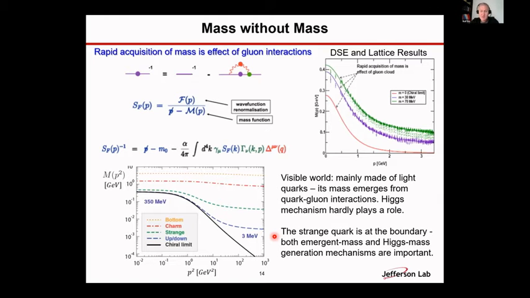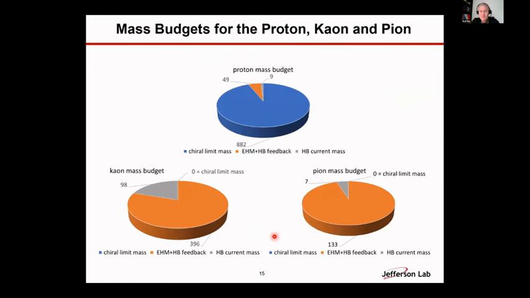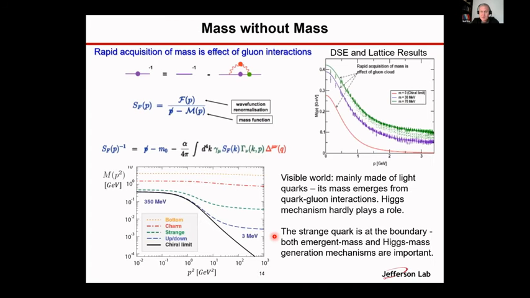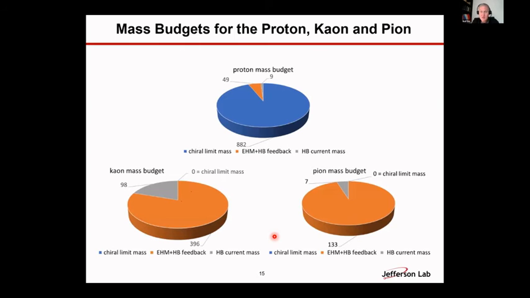So that's why we like the kaon also. And this comes in this picture. You can also define your mass budgets. And here you more or less see that you can define it in terms of the current mass of the quarks. And this comes from Craig Roberts and others. And you see that for the proton, there's hardly any current mass contribution. And there's quite a bit more of the chiral limit, and some interference between the mass mechanism and the Higgs mechanism.